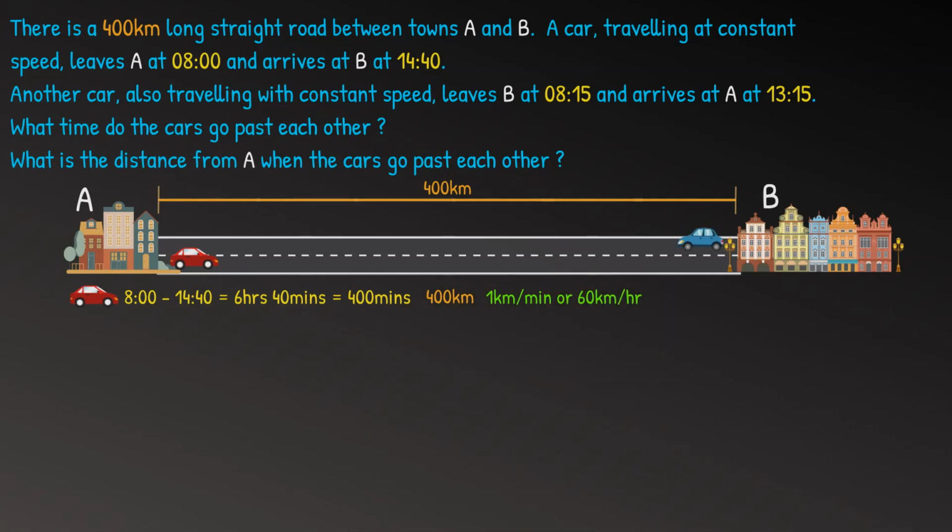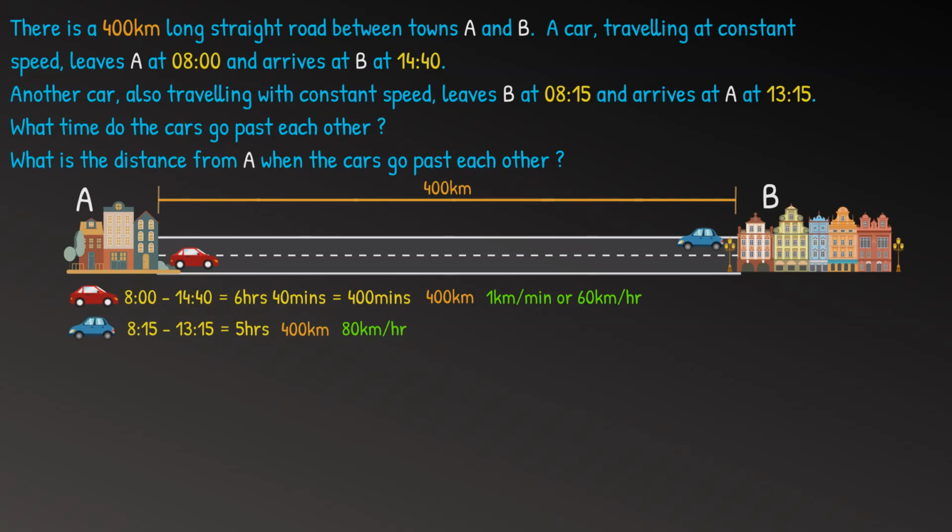Now the second car leaves town B at 8:15 and it arrives at town A at 13:15. So that's a total journey time of 5 hours. And again, it's travelled 400 kilometres, and 400 divided by 5 is 80. So that's 80 kilometres per hour. Now we need to find out what time the cars go past each other.